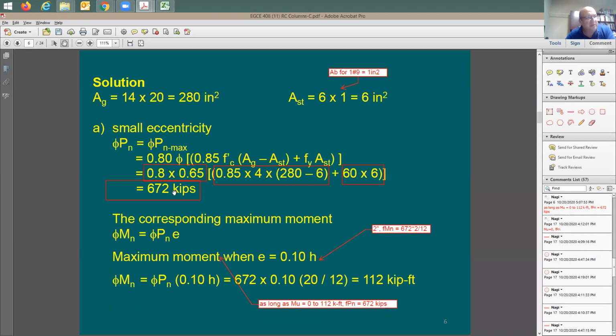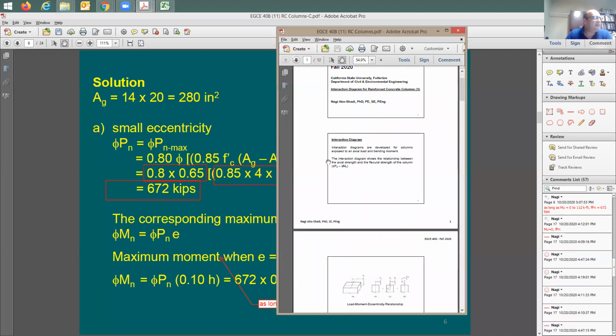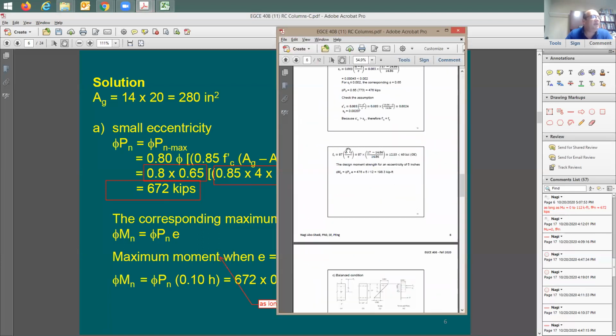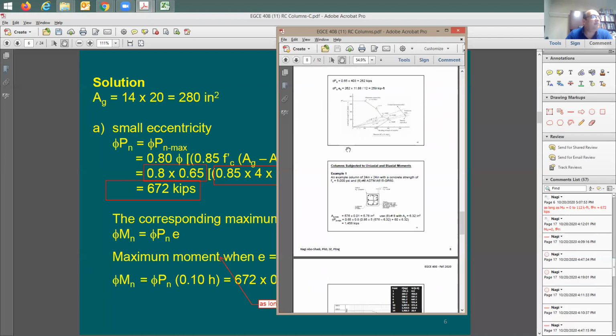So, okay, I'm trying to understand it more. Why don't I just jump to some interaction diagram? Let's go here to some interaction diagram, just to try to understand how this is going to work. I'm going to be opening this slide set, which is the same as this. I'm going to be jumping here to this interaction diagram.